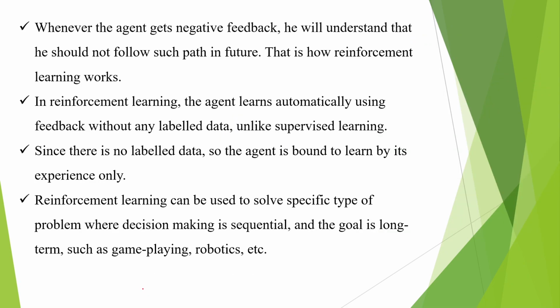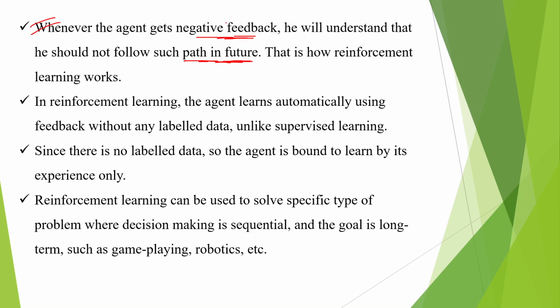So whenever the agent gets negative feedback, how it will record that negative feedback in its memory, that is what they are discussing in this particular point. Whenever the agent gets negative feedback, it will understand that it should not follow such a path in future. So that is a corrective measure.